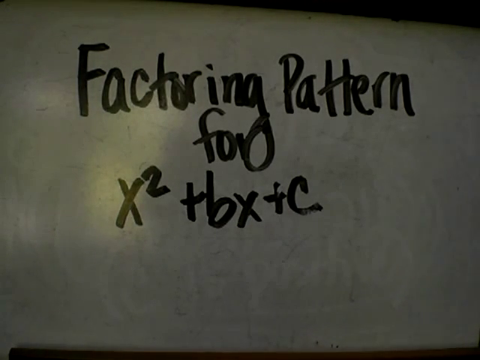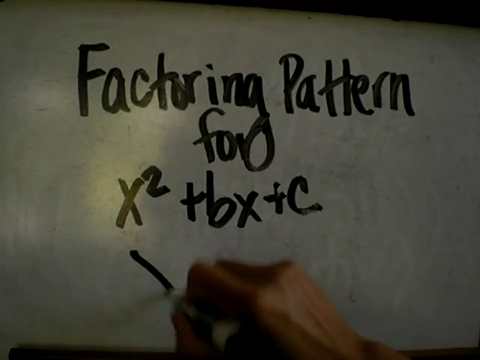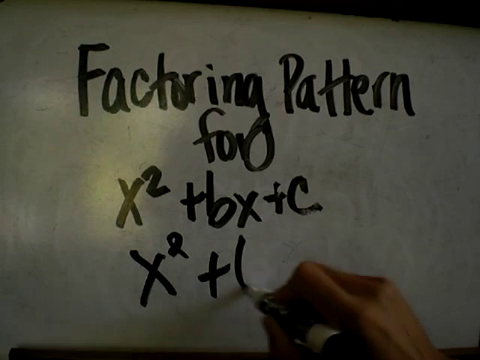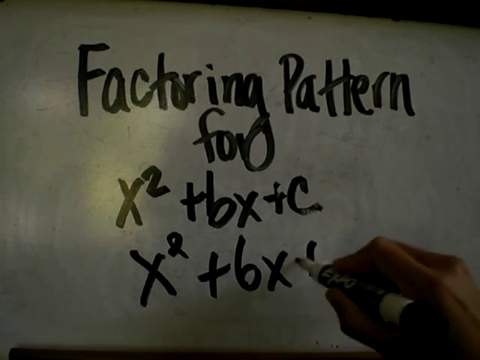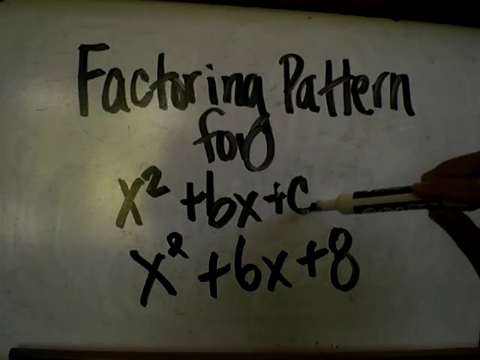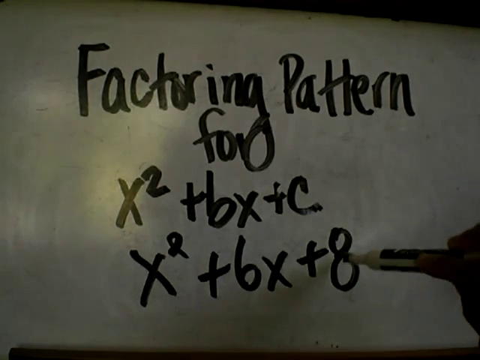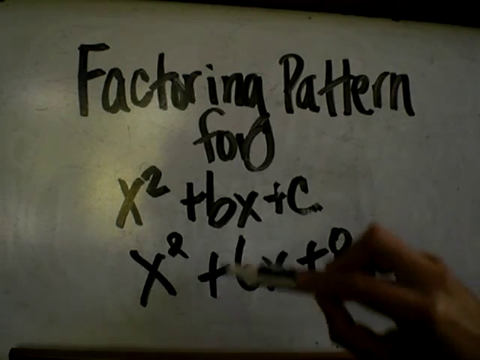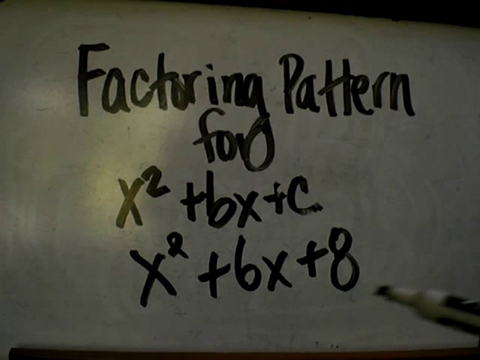of a trinomial where c is positive. So let's look at this one: x squared plus 6x plus 8. If you look at this, you can tell that c equals 8, or I'm sorry, 8 equals c. 6 is b. And so I guess we can go on from here.